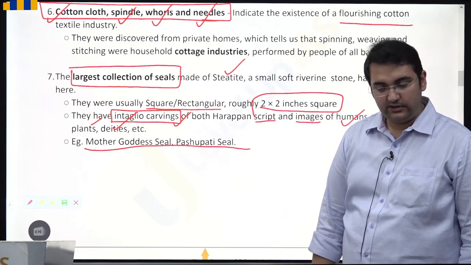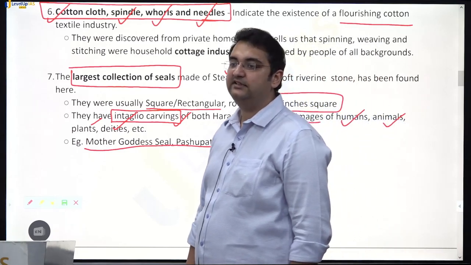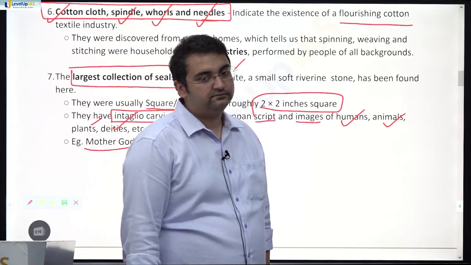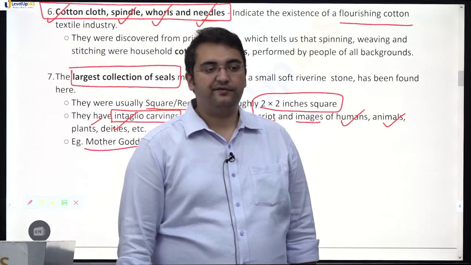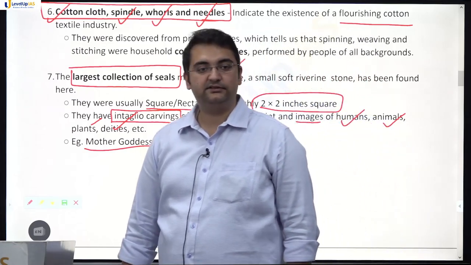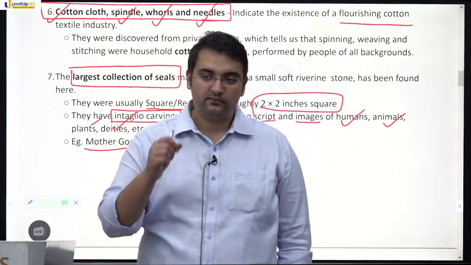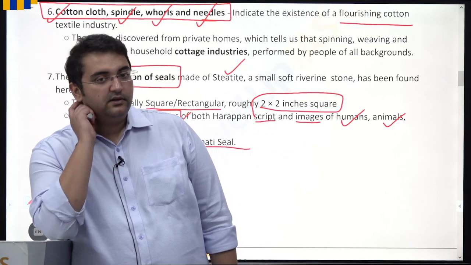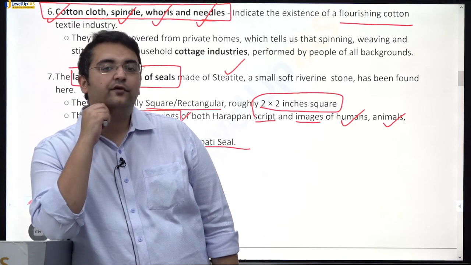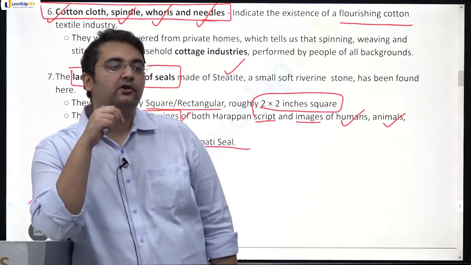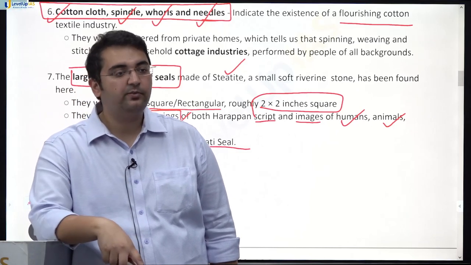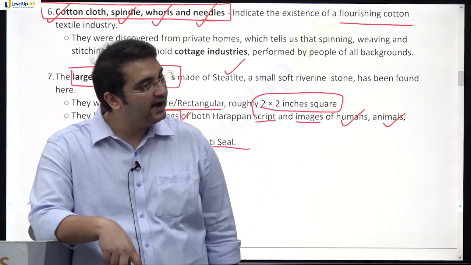Theek hai? Achha. What do you think was the purpose of these seals? Kyun use kiye jaate honge? As a medium of exchange. So they may have been used as a medium of exchange. What else? The higher probability is that they were probably used for authenticating, for facilitating long distance trade. Jo naam hai uska seal hai. So they would be used to seal certain articles.